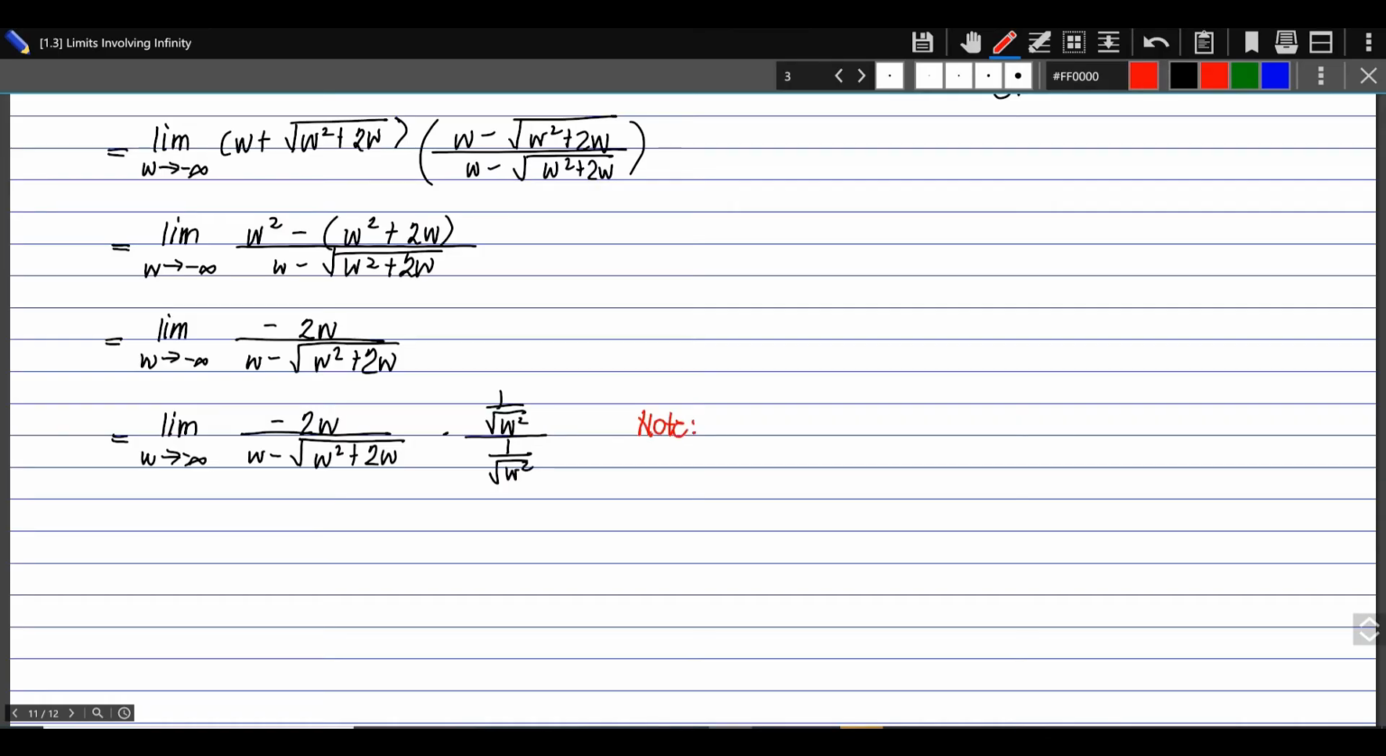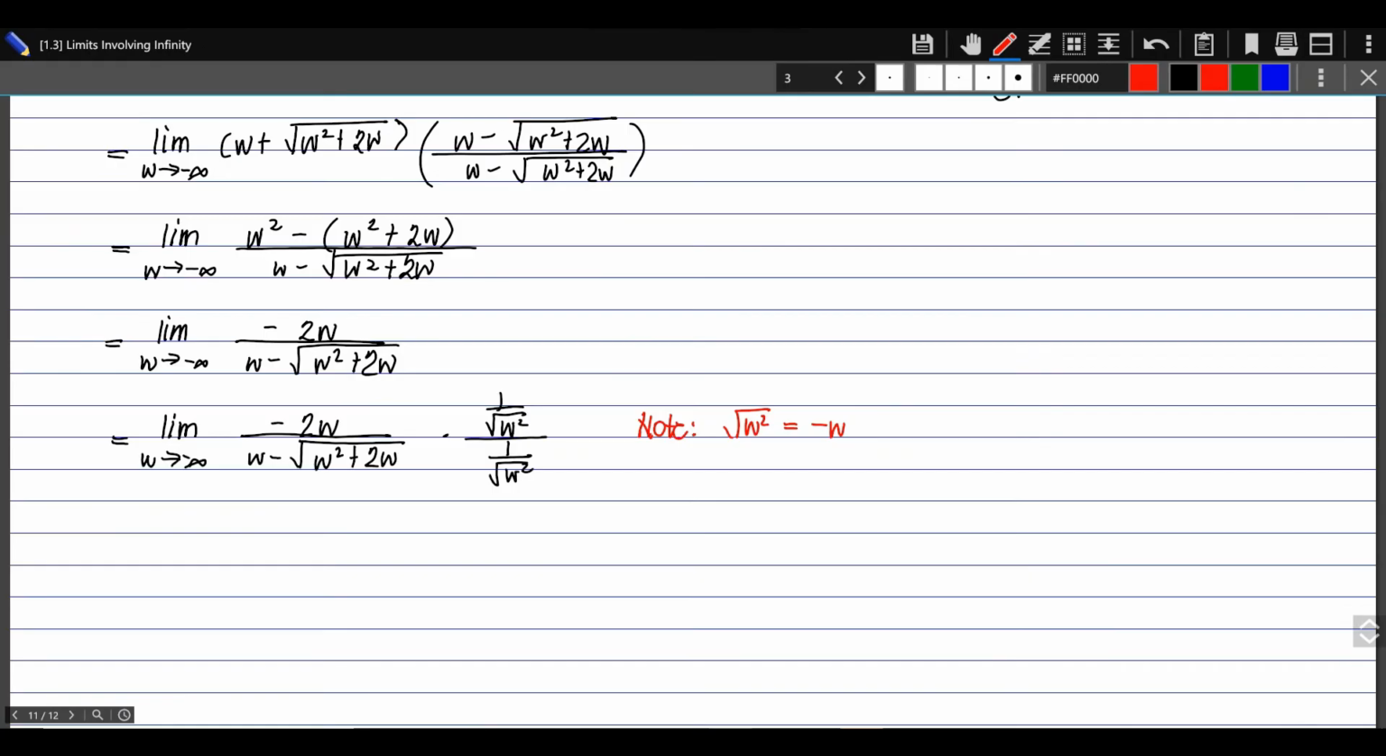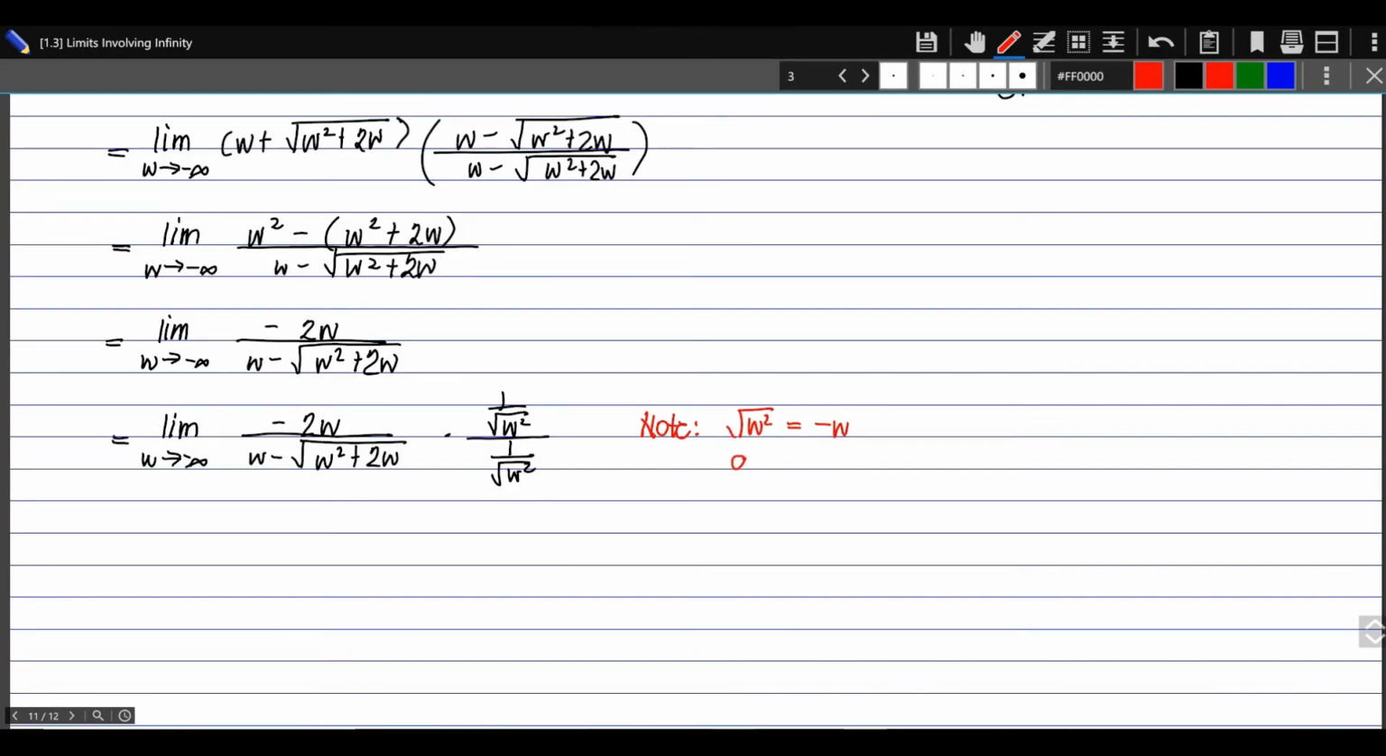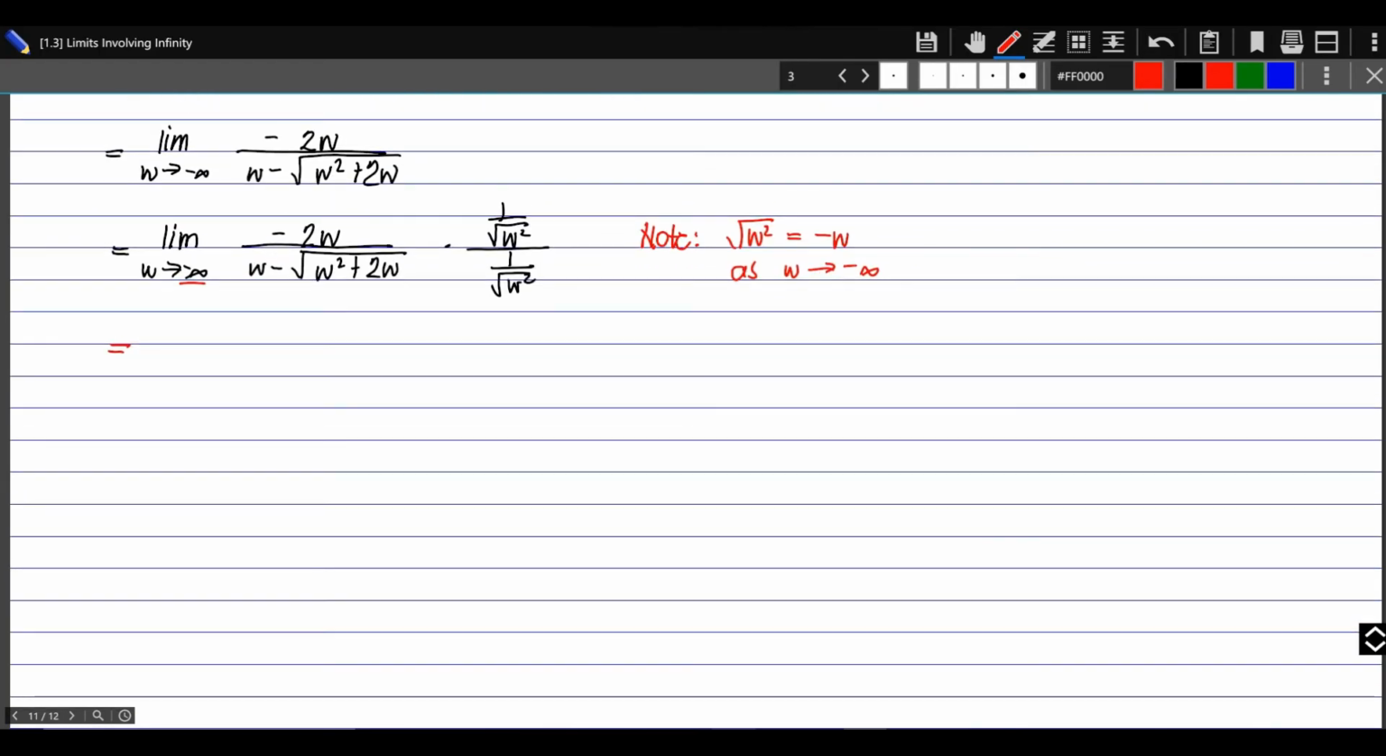Now we note here that the square root of w squared is equal to negative w for negative values of w. And since w goes to negative infinity here, we can replace the square root of w squared by negative w. And we can rewrite the previous step into this expression, replacing the square root of w squared here by negative w.